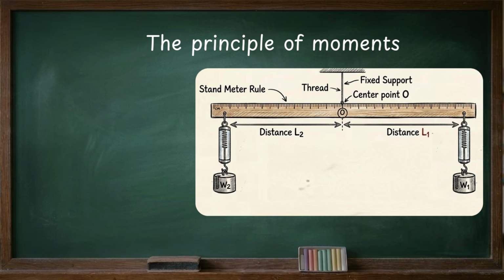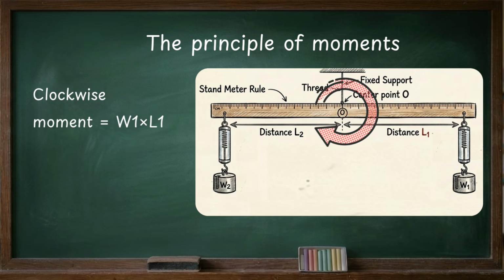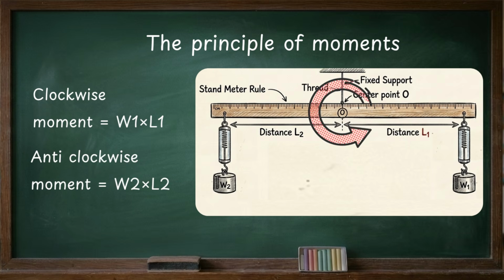If you look closely at how these weights pull on the rule, the weight W1 on the right side tends to turn the meter rule in a clockwise direction. Its clockwise moment about the center point O is calculated as W1 multiplied by L1. On the flip side, the weight W2 on the left side tries to turn the meter rule in an anti-clockwise direction. Its anti-clockwise moment about point O is calculated as W2 multiplied by L2.